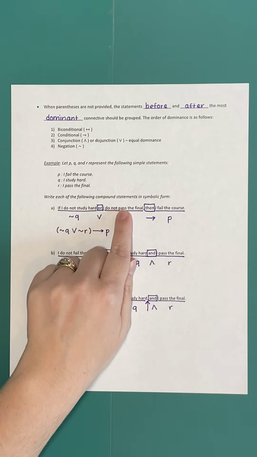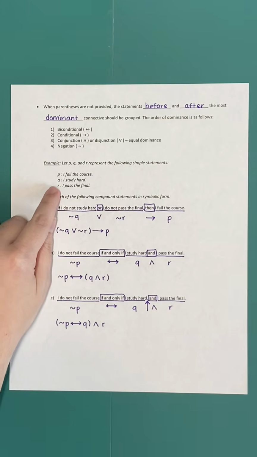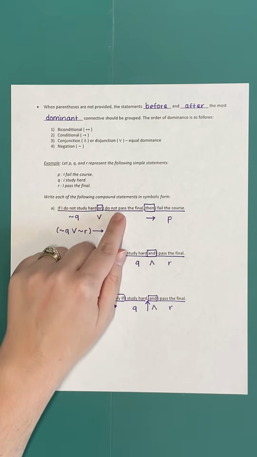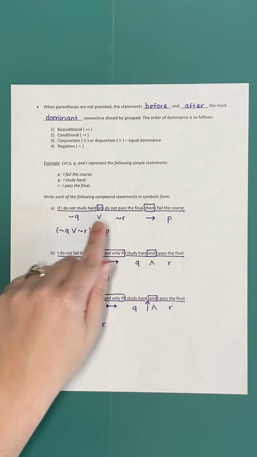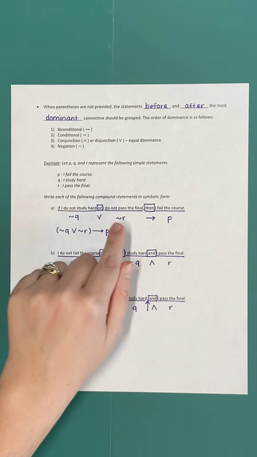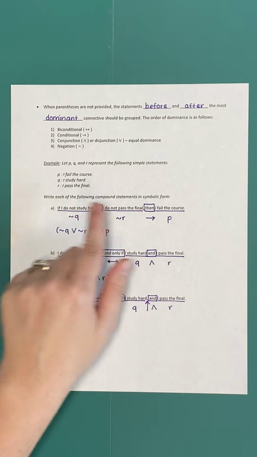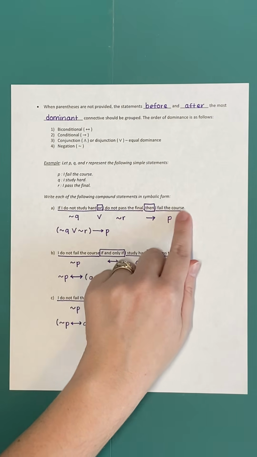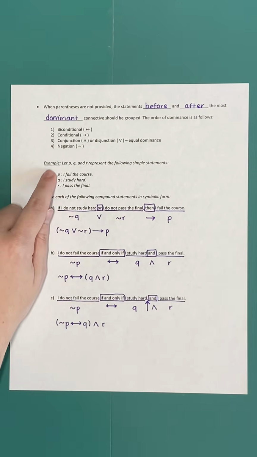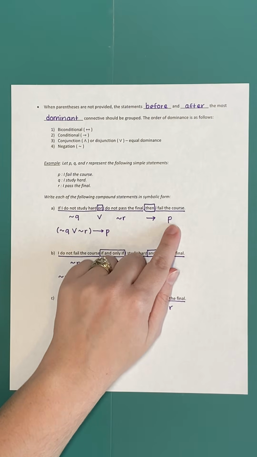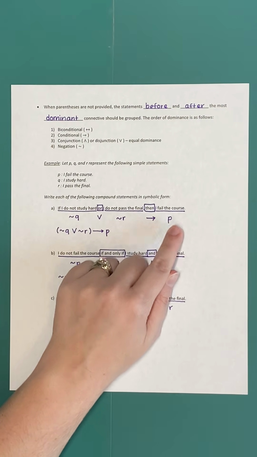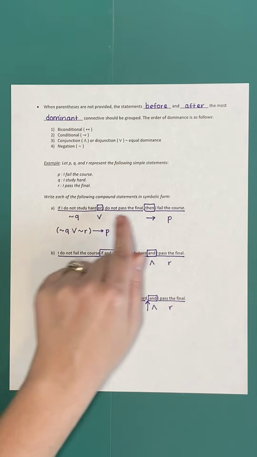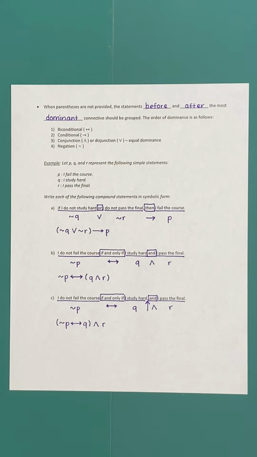Okay, I do not pass the final. So I pass the final is R. I do not pass the final, not R. So far, not Q or not R. Then, the if then, that's where we have our conditional. I fail the course, so P. Okay, and notice that one's positive, it doesn't need a negation. So the literal translation is here, literally translating all of the words into either a statement or a connective. That's going to be what we get.